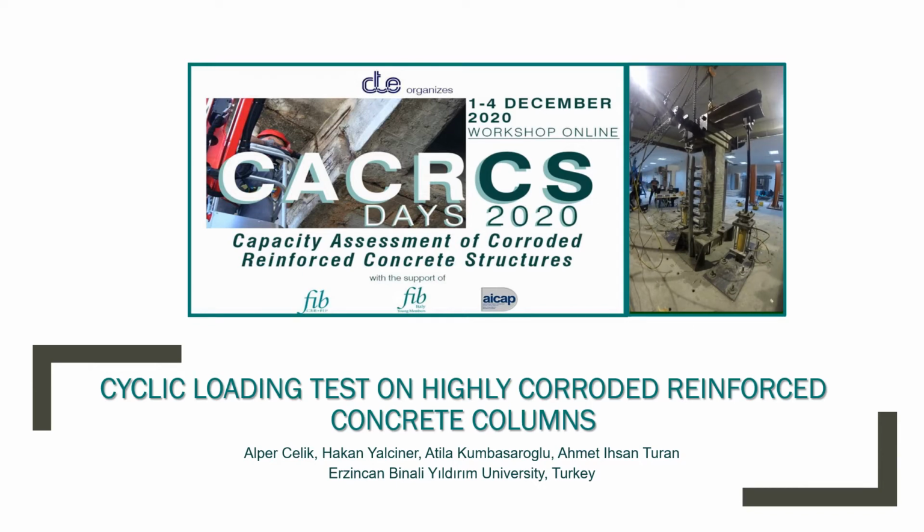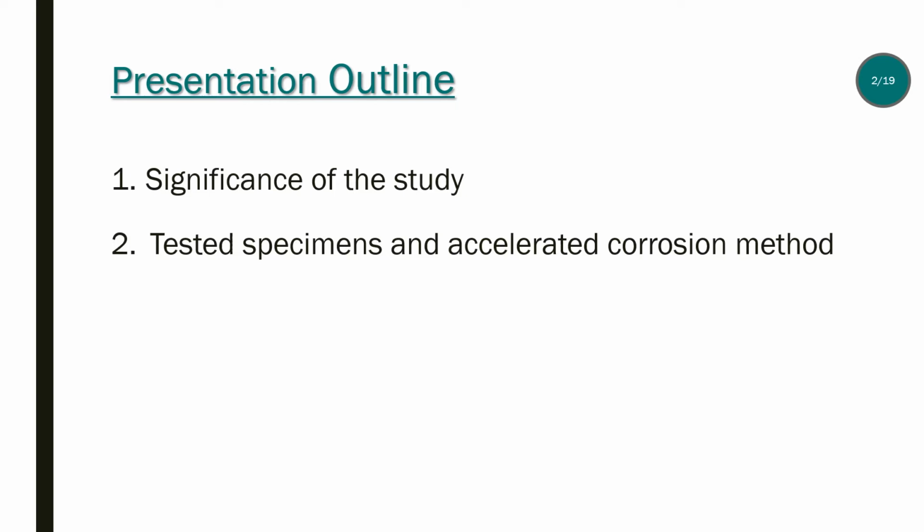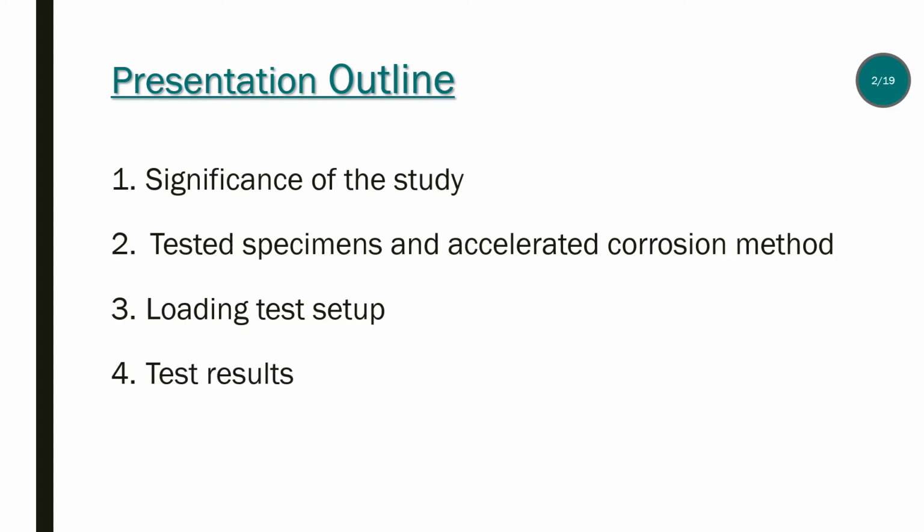Today, I would like to talk about cyclic loading test on highly corroded reinforced concrete columns. If you look at the presentation outline, my presentation is in 5 parts and it will take about 10 minutes. Firstly, I am going to talk about significance of this experimental study, and then I will briefly explain test specimens and accelerated corrosion method, and then I will explain used loading test setup and cyclic loading test. At the end of my presentation, I will briefly discuss test results and conclusions.